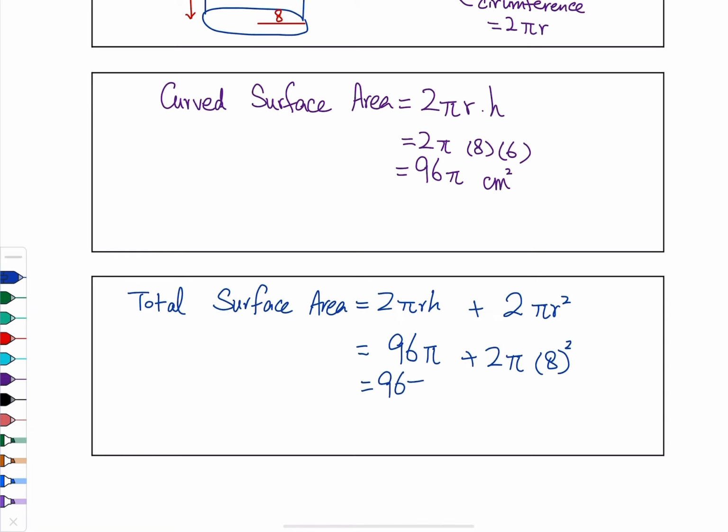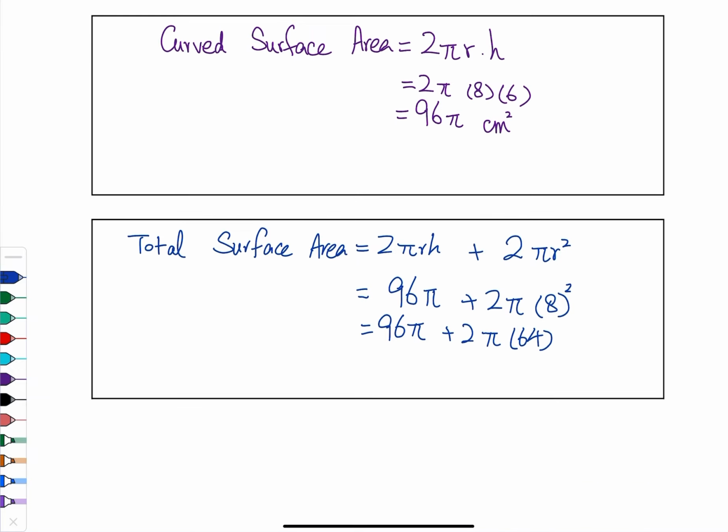So you have 96 pi here plus 2 pi times 64. 2 times 64 is 128, and then these two add up, you can get your answer as 224 pi cm square. Remember the unit. Okay, remember to show every single step. It's easier for your own checking after doing the whole paper. And if you want to do it quicker, show all the steps so that you don't get confused.